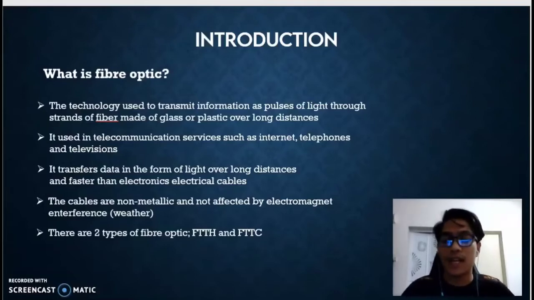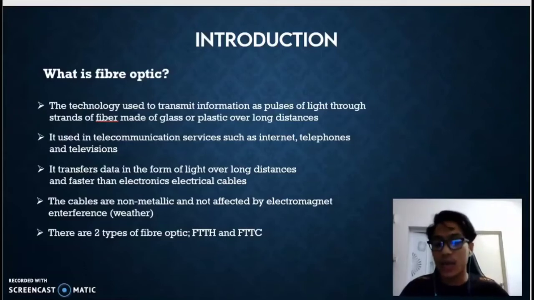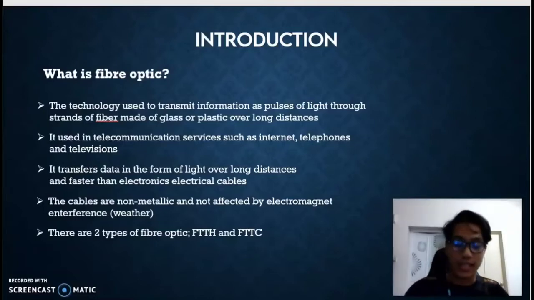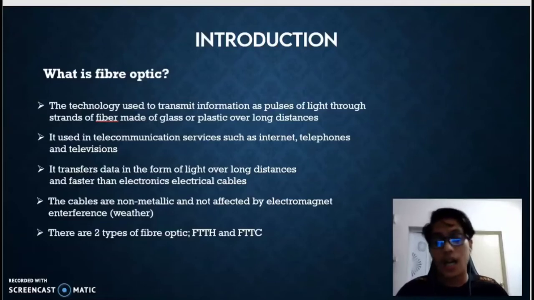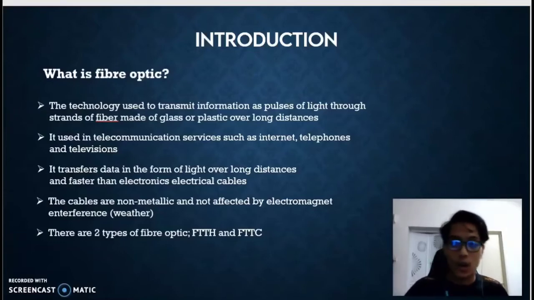The last one is, there are two types of fiber optic. The first one is FTTH and the second is FTTC. So what is FTTH? FTTH is fiber to the home, and it is the fastest, because the cable is installed directly into the buildings. The second one is FTTC. FTTC is fiber to the curb, and this is a partial fiber connection, because it runs to the curb near homes, and copper cables carry the signals from the curb into the home.